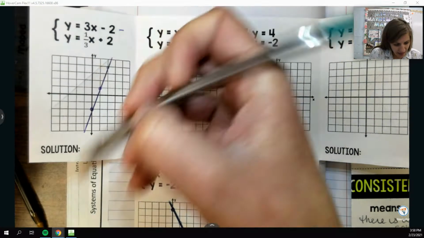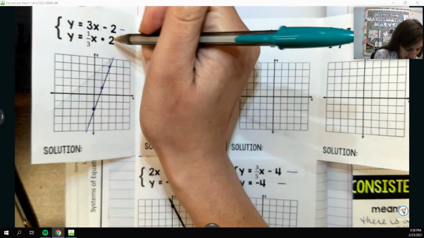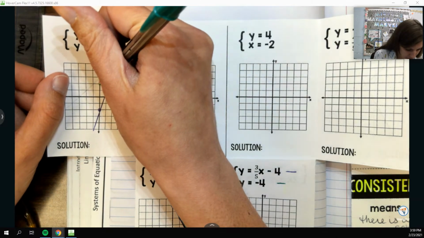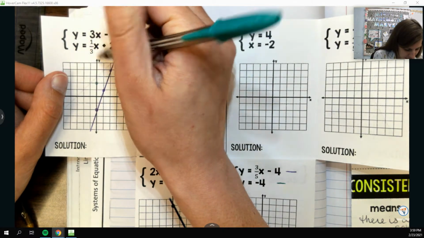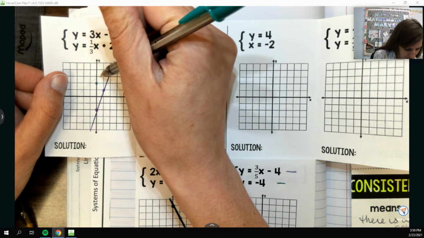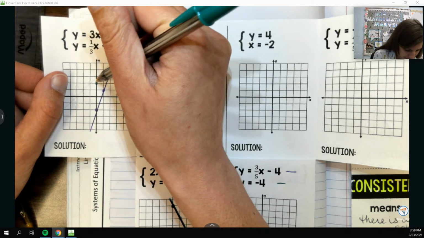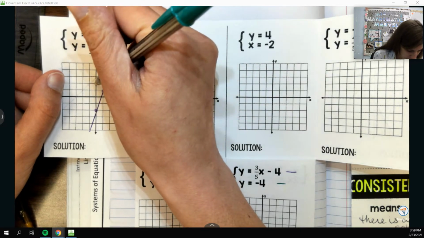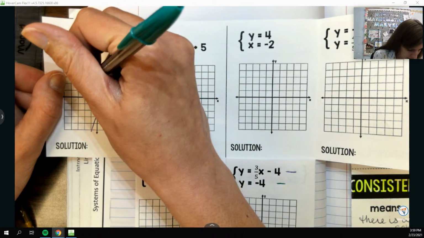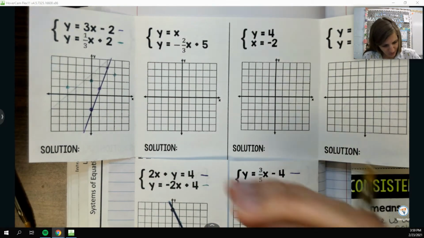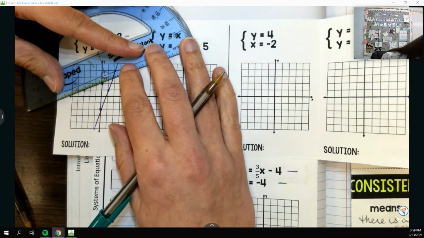And then that bottom line has a y-intercept of +2. So we'll start at +2. And then has a slope of up 1 over 3. 1, 2, 3. Or down 1, back 3. 1, 2, 3. This one's kind of sneaky. Did I goof up somehow? I don't think so.